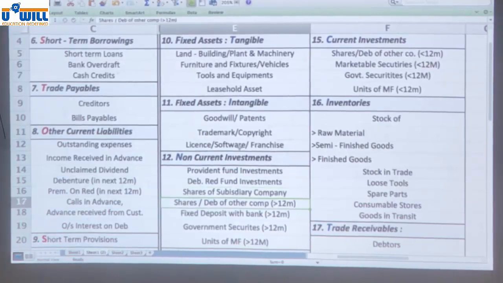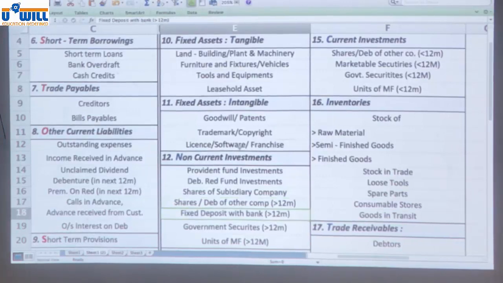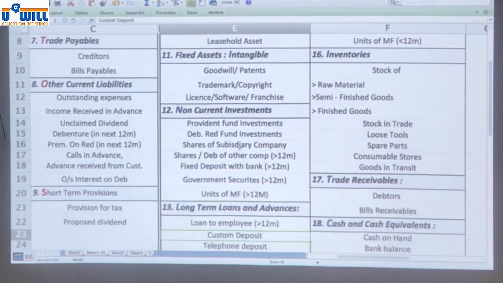Then shares and debentures of other companies which I hold as investment, fixed deposit with bank, government securities, units of mutual funds. Then long-term loans and advances. If I have given a loan to an employee for more than 12 months, companies do give loans to employees to buy cars, to buy a house, which is for more than 12 months. So that will be classified as long-term loans and advances.